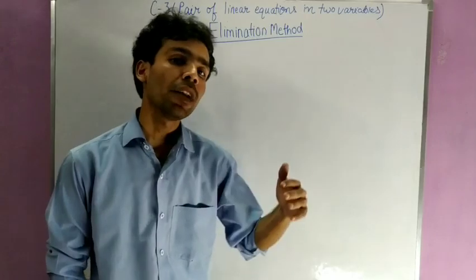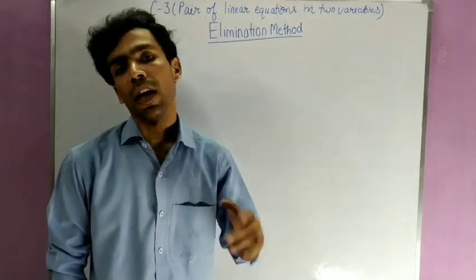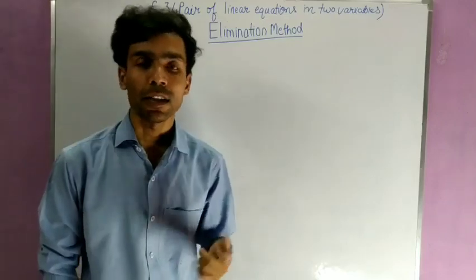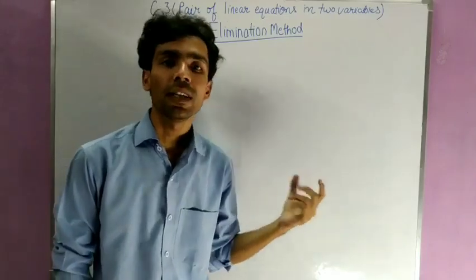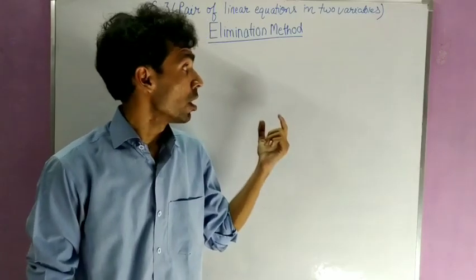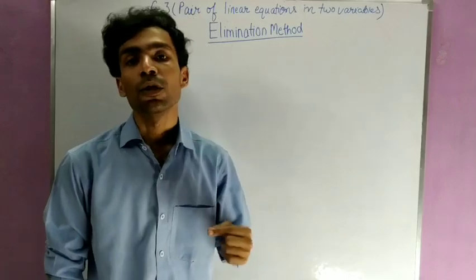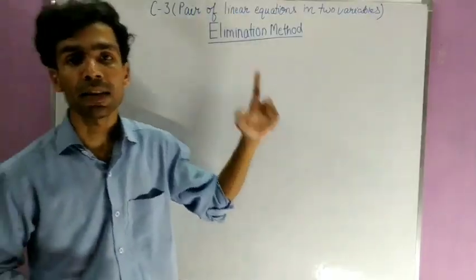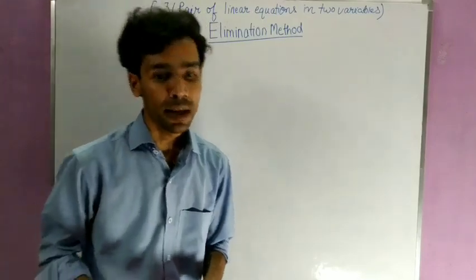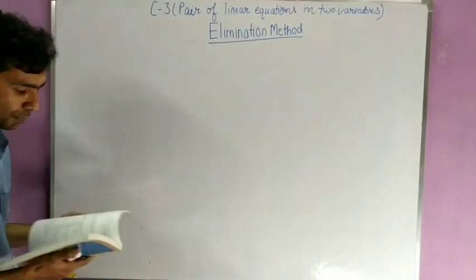When you eliminate the same variable from both the equations, you will get only one variable. Whatever expression you get will be a linear equation in one variable, which you can easily solve. I will explain this method to you with the help of one example. So just see what this method is.